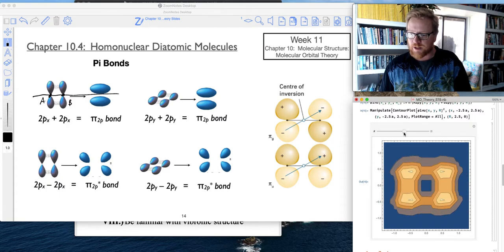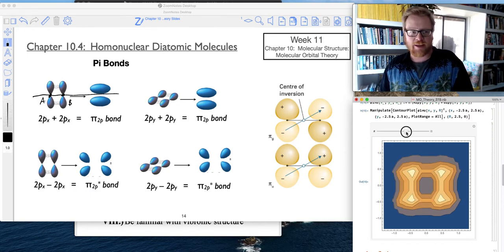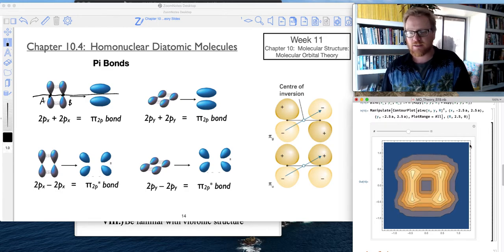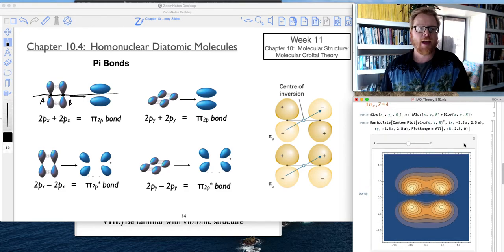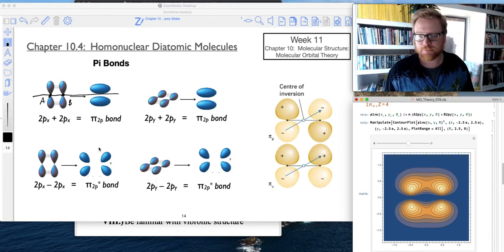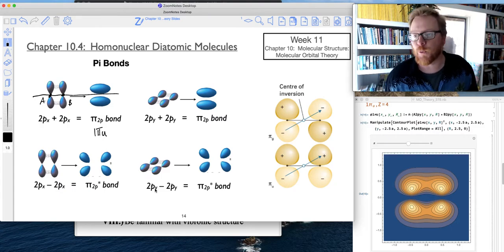on my Mathematica model here. We're waiting for it to calculate. Beautiful. And I think if I get it a little bit closer, it'll look like the classic pi bond. Yep, so there it is. Lovely. And so we're going to call this pi 2p in the Gen Chem days. But as I'm going to show you here in a moment, this is technically the 1 pi u.